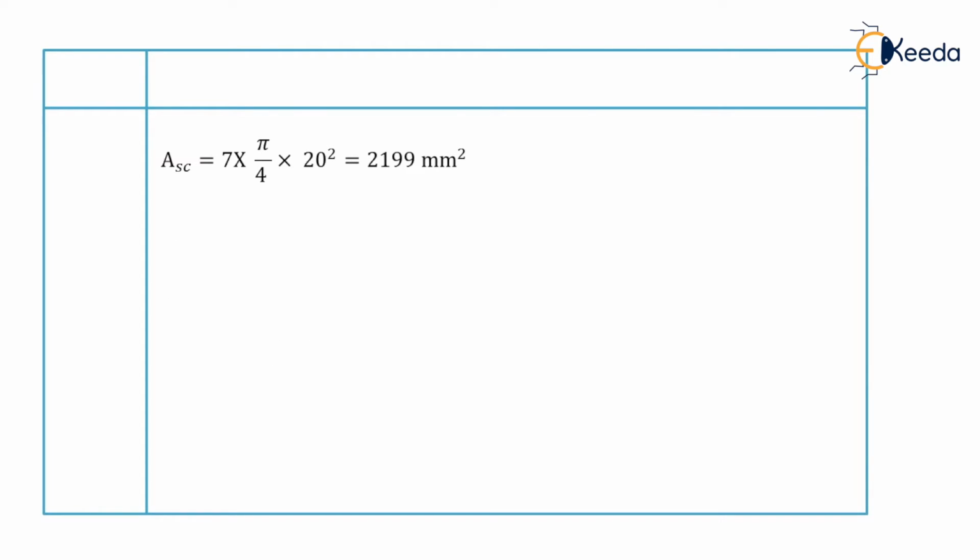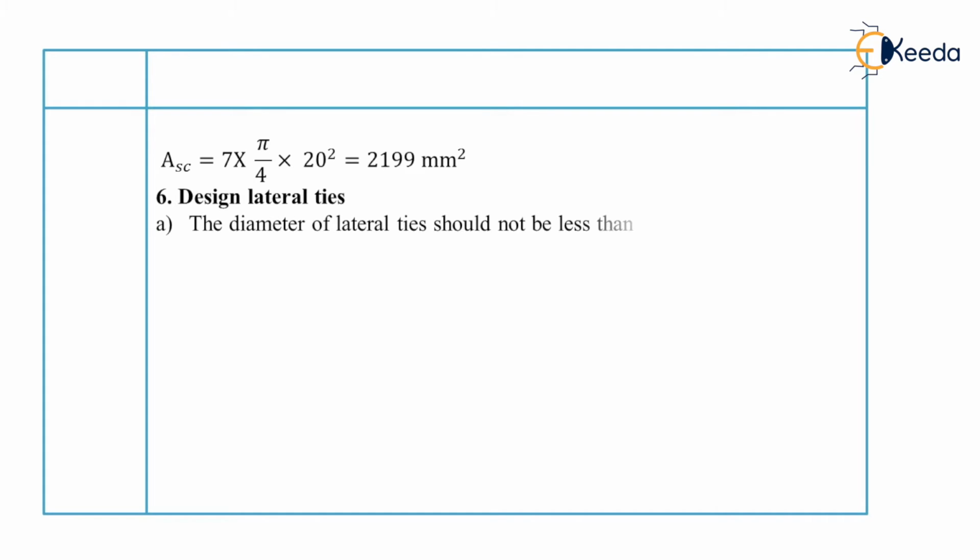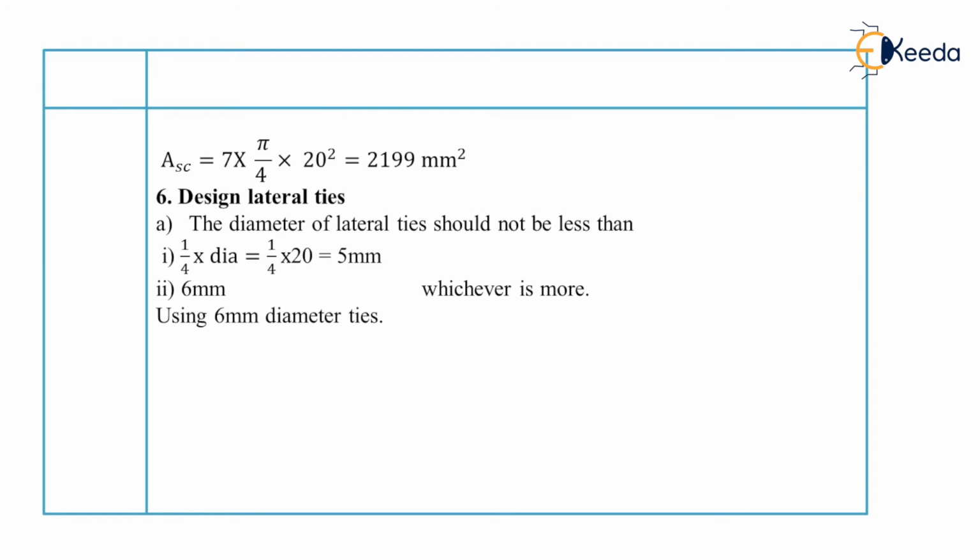Now we will check the Asc provided, that is the area of steel provided, 7 bars of 20 mm diameter, which is equal to 2199 mm square. Now one last step is the design of lateral ties. Firstly, we have to calculate the diameter of lateral ties, and the diameter should not be less than 1 by 4 of the bar diameter or 6 mm, whichever is more. So 1 by 4 of the diameter is equal to 5 mm, and 6 mm, we will take the higher value. Therefore, we will use 6 mm diameter ties.